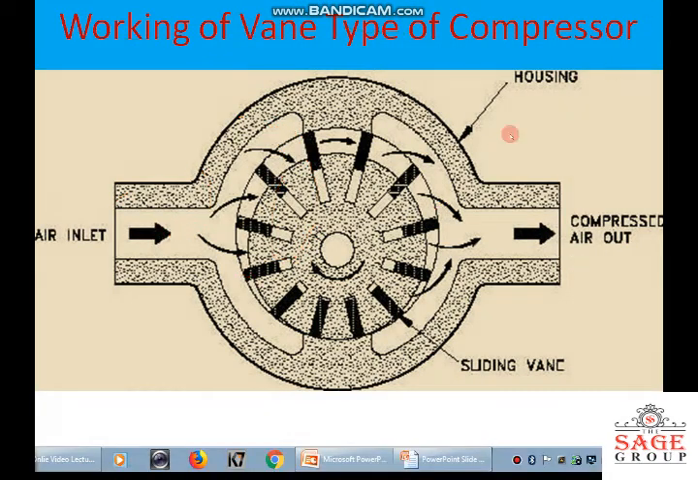Next one is the vane type of compressor. The vane type of compressor is used, and in this the rotor is mounted eccentrically, and this rotor has slots in it. It has different slots. This is the air inlet section, this is the air outlet section. You can see this is the housing as well as the sliding vanes.